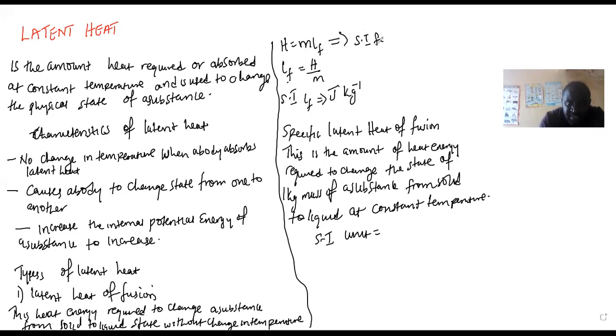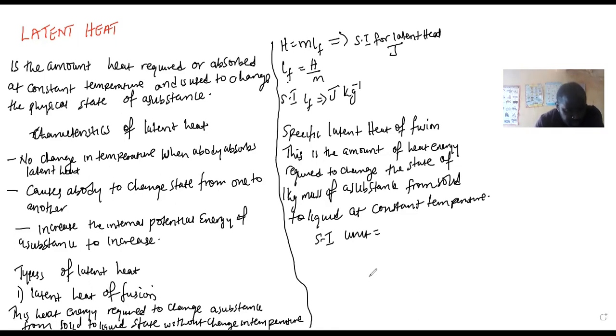SI unit for latent heat. Because heat is energy, its SI unit is also joules. But when we come to latent heat of fusion, that one, the SI unit is joules per kilogram. It's not the same as latent heat. If you say latent heat of fusion, there it's different from just latent heat.